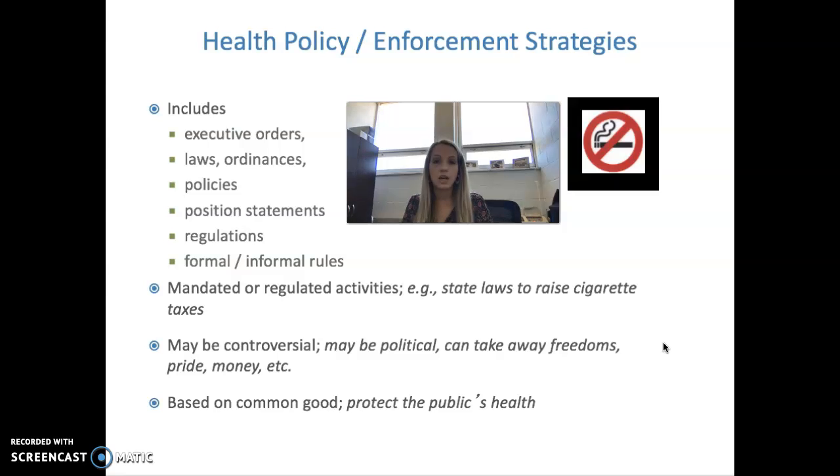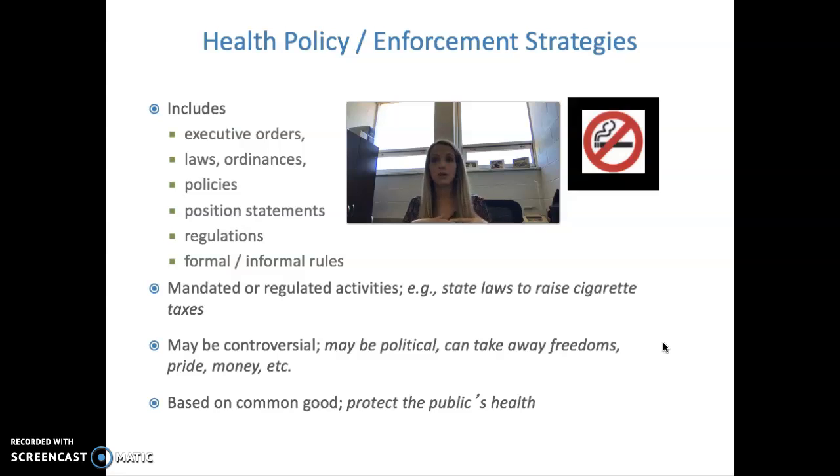So, for example, state laws to raise cigarette taxes. Sometimes they can be controversial, right? They can be political. They can take away some of our freedoms, pride, money, etc., or they feel that way. An example would be seatbelt laws, right? Perhaps back then when seatbelt laws were being put into place, people felt like they were having their freedom taken away from them to an extent. But overall, it was for the common good to protect the health of our population and our public, right?